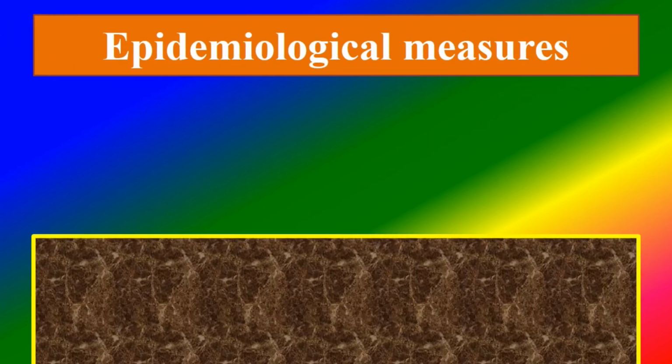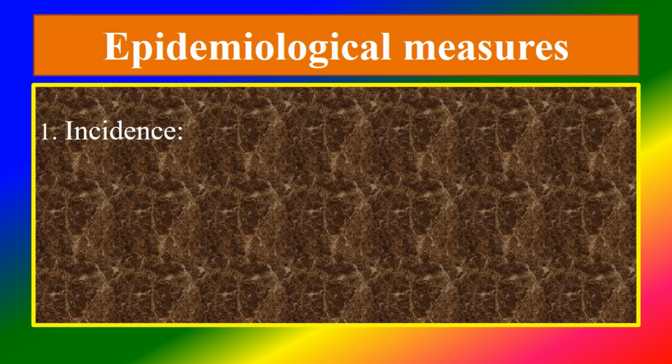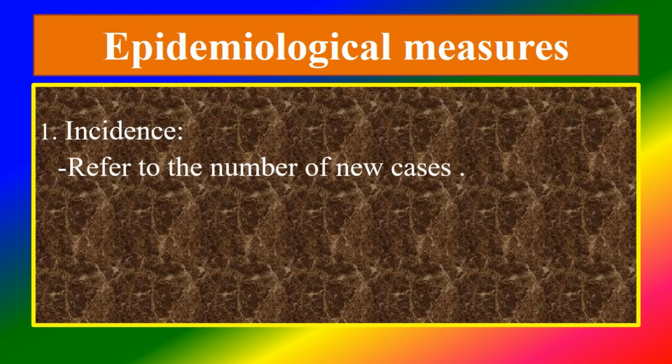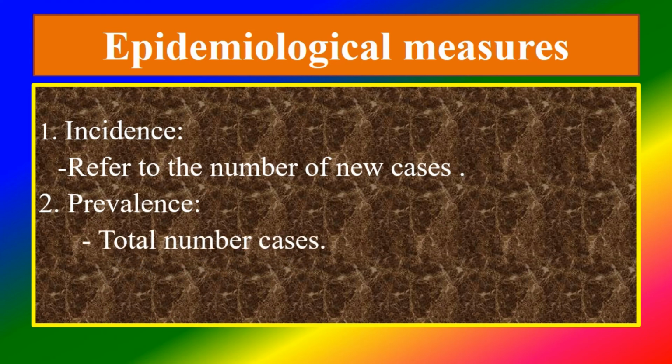Epidemiological measures. First, incidence refers to the number of new cases. 2. Prevalence, total number of cases. 3. Morbidity, diseases.